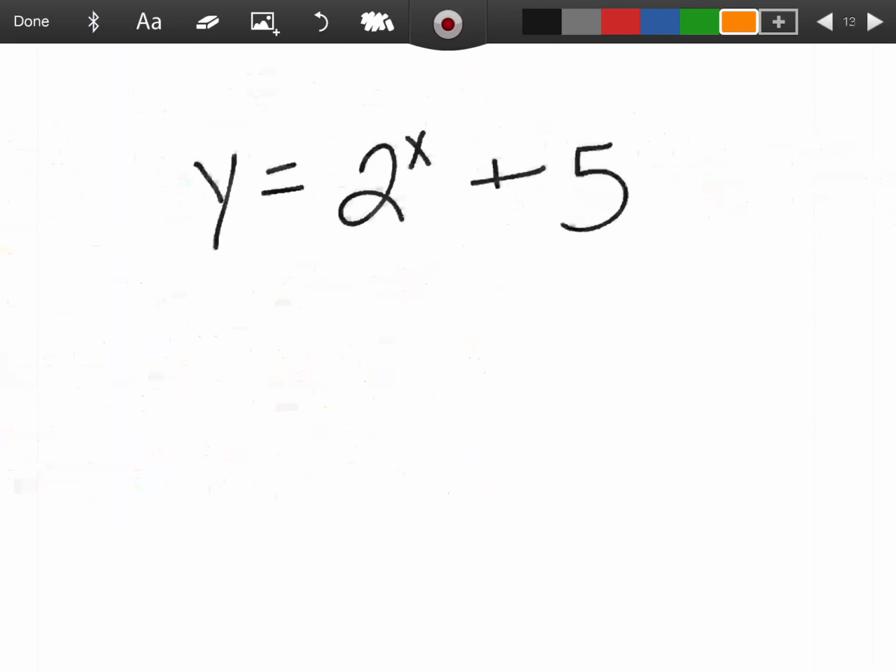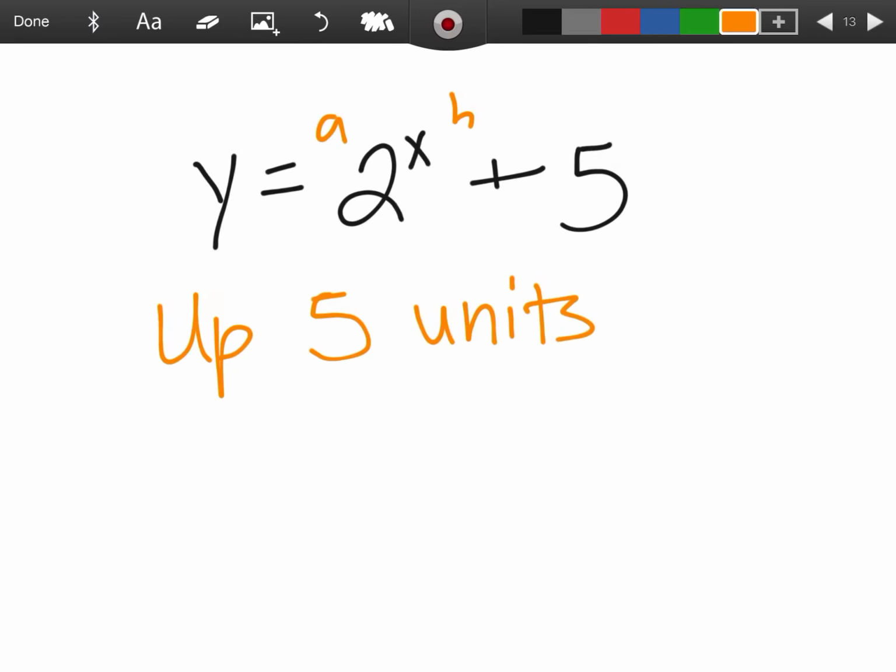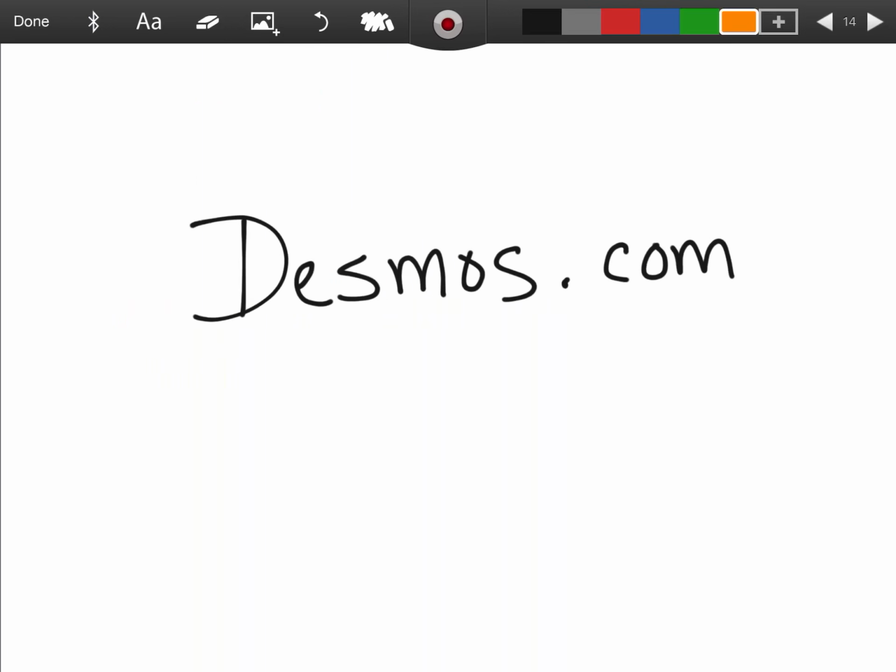I think this is the last one. So that A is 1, so nothing happens with A. There's no H. All we have is a K. So all we're doing in this one is shifting up 5 units. Okay. So I did want to show y'all what that looks like on Desmos real quick.